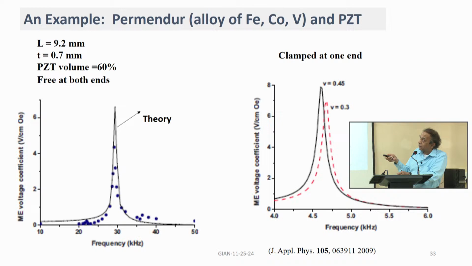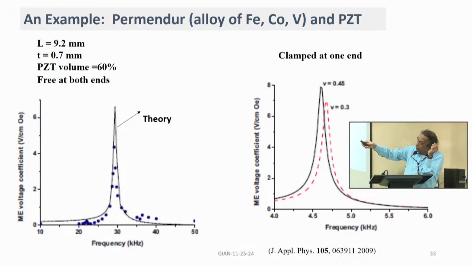This is, I believe, a trilayer. There is no bending mode, and the first resonance occurs at 30 hertz. If I keep decreasing the length of the bilayer, the resonance frequency will keep increasing. Okay. As you see here, the numbers are in volts per centimeter Ørsted.